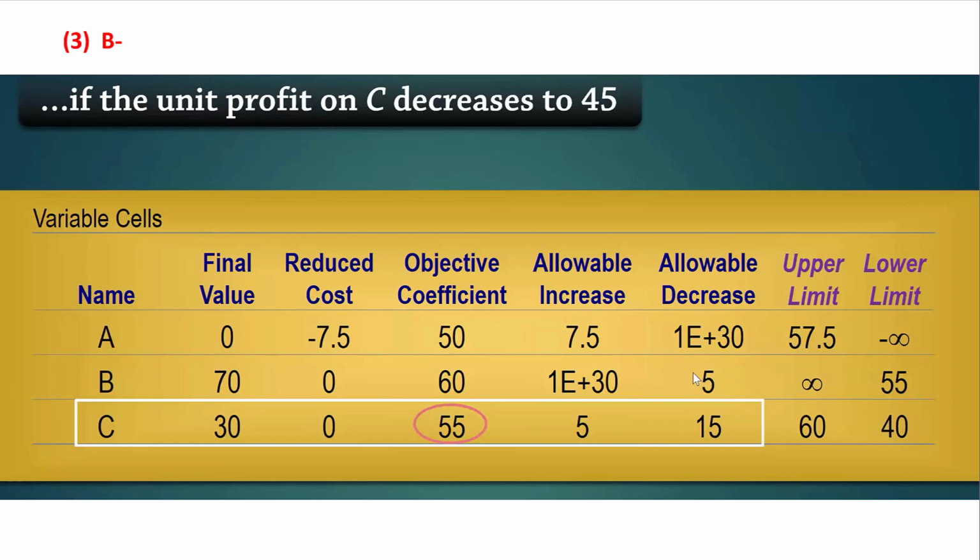First, we know the allowable decrease on C is 15. So if we decrease the unit profit from 55 to 45, it's okay. It's a 10 decrease, and the allowable decrease is 15, so it's okay to decrease and the optimal solution will not change. But how to prove it?